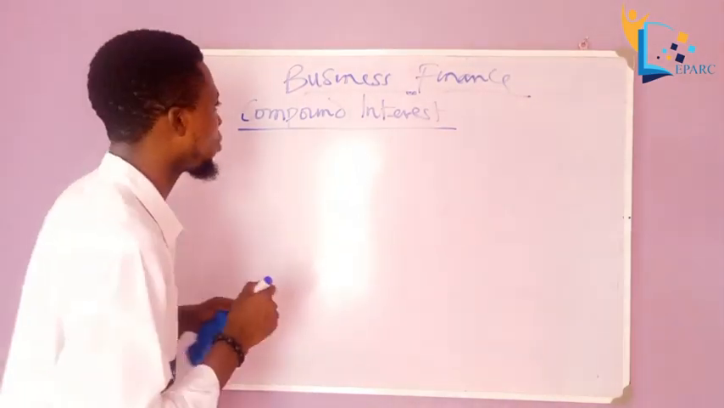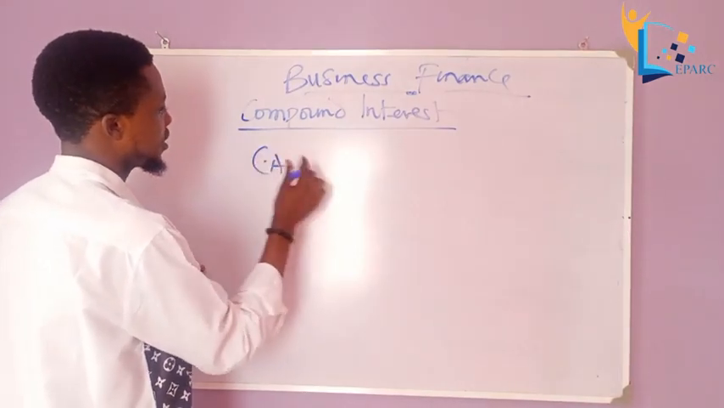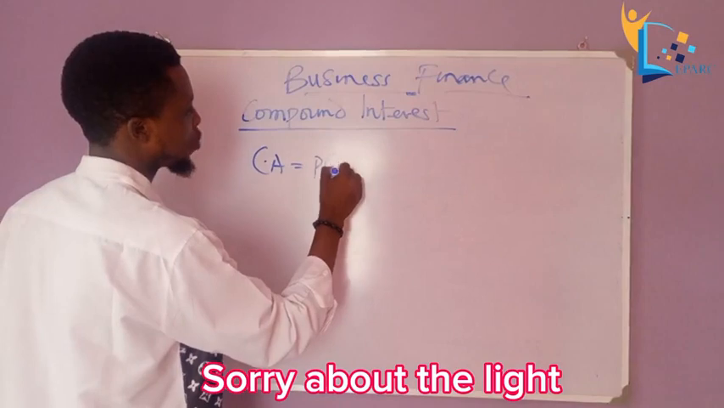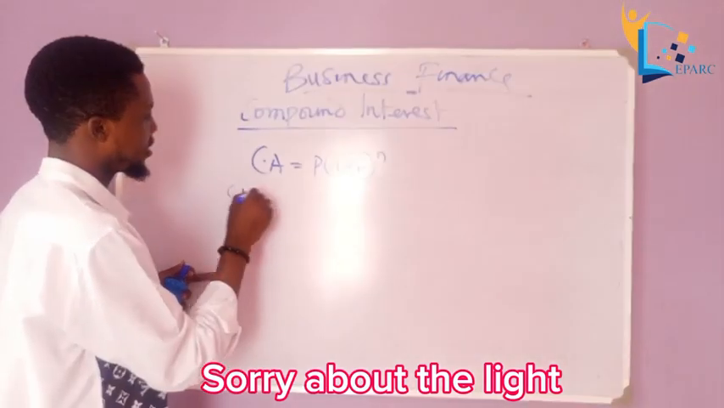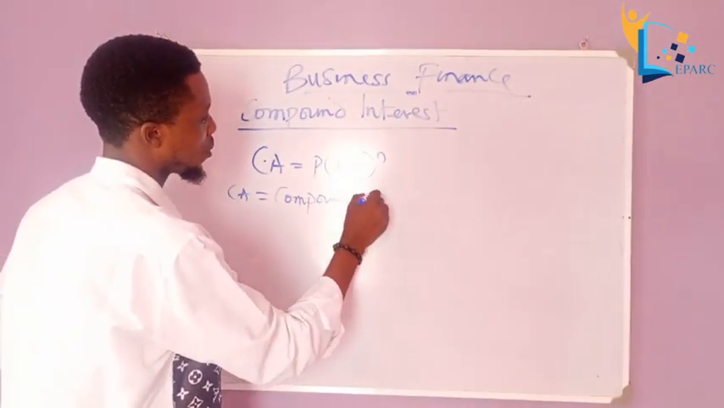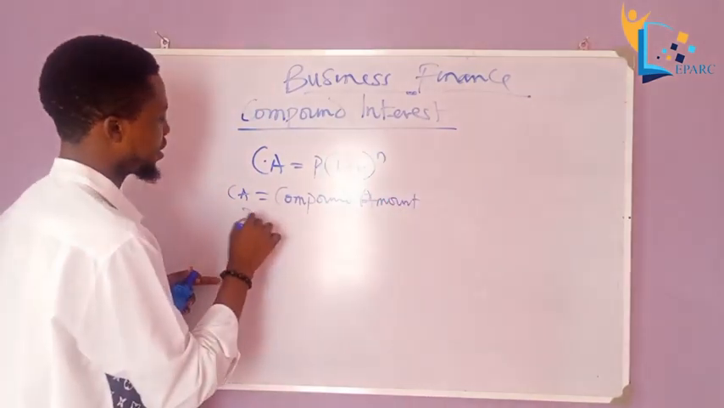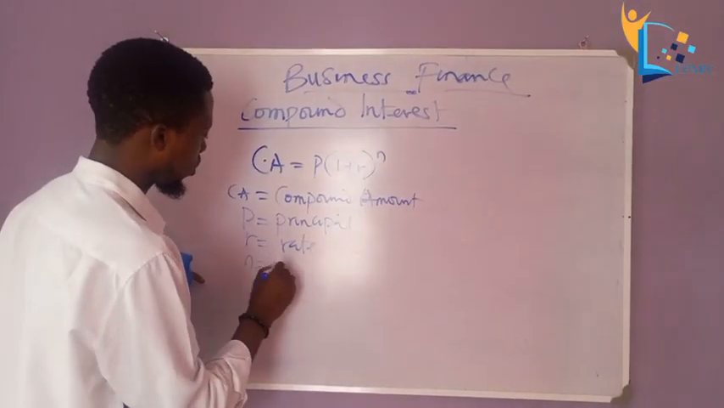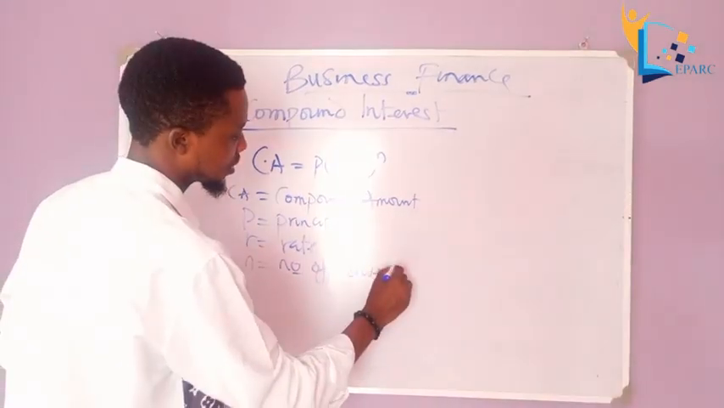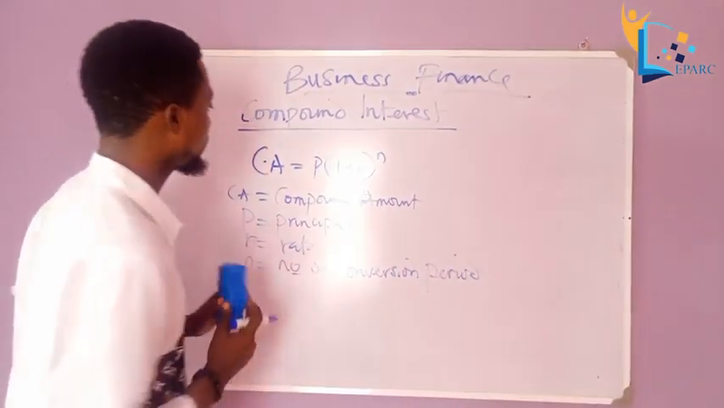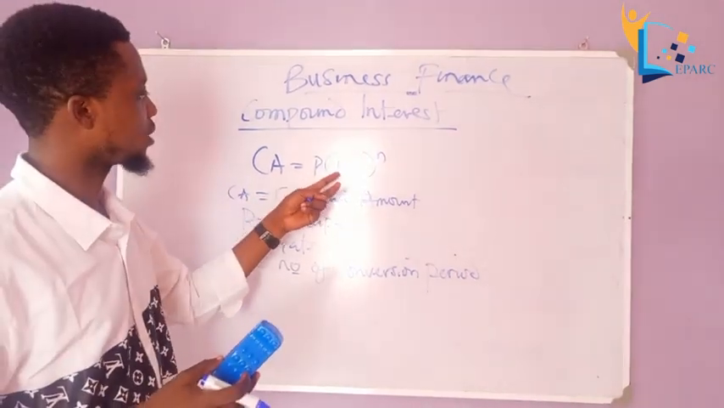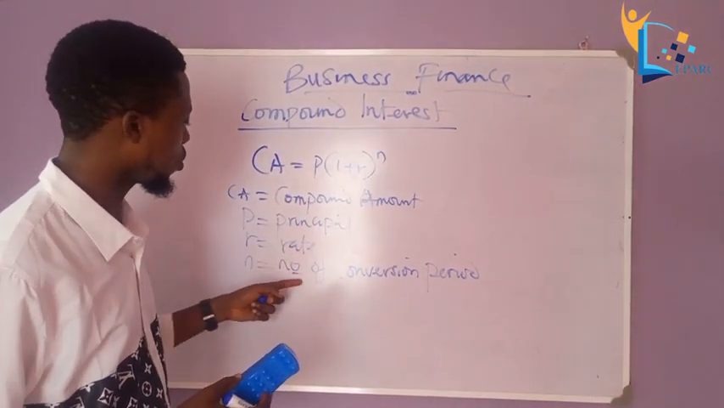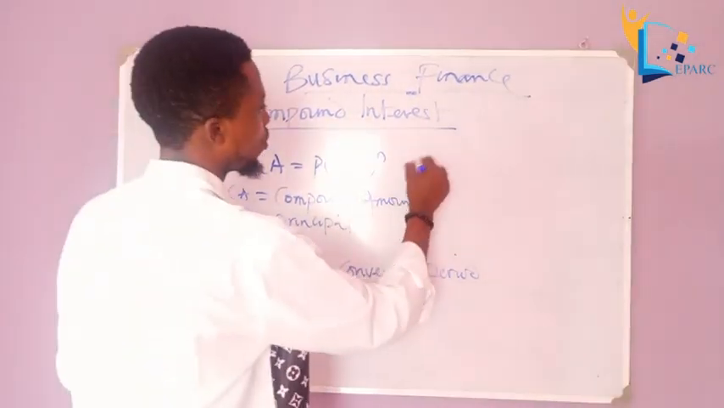Okay, so now we have a formula for that. CA is equal to P bracket 1 plus R close bracket raised to power N, where CA is equal to compound amount, P is equal to principal, R is equal to rate, N is equal to number of conversion period. Okay, so this is the formula. This is the compound amount.